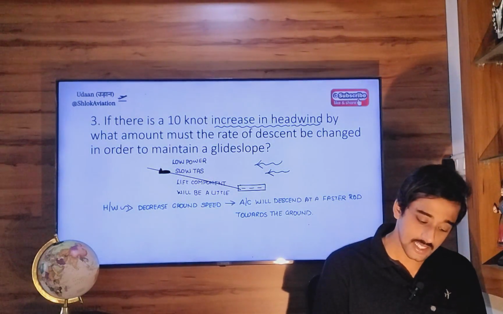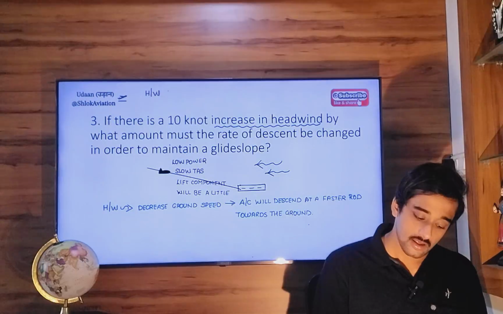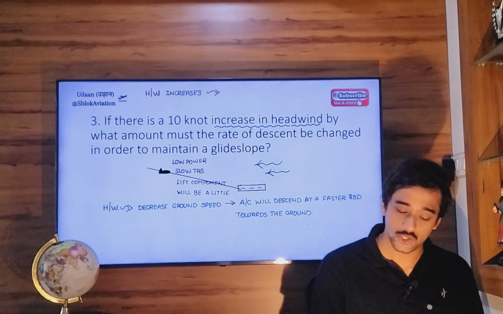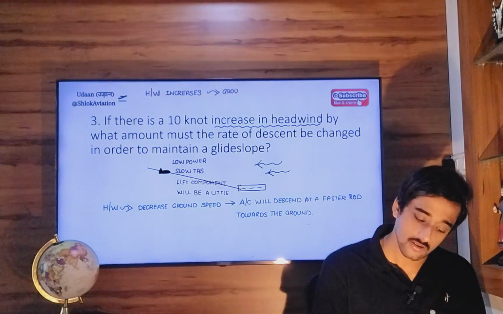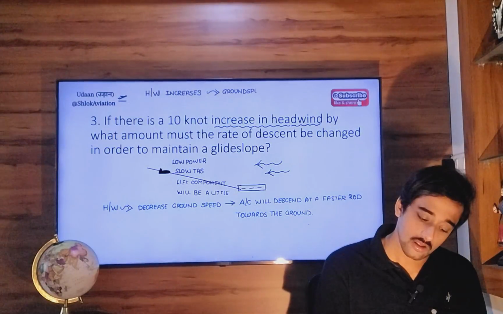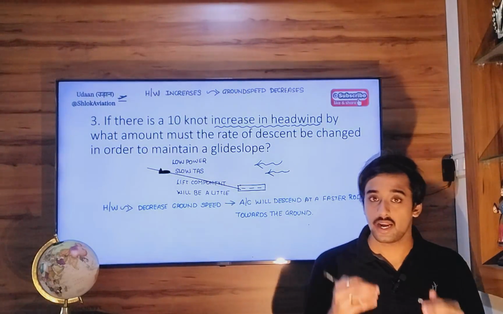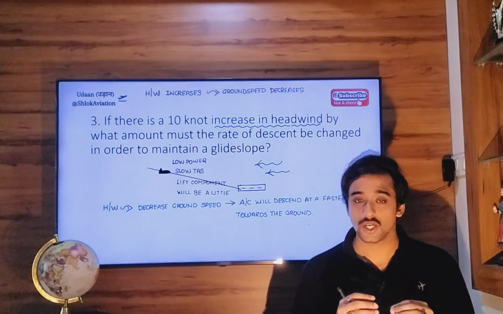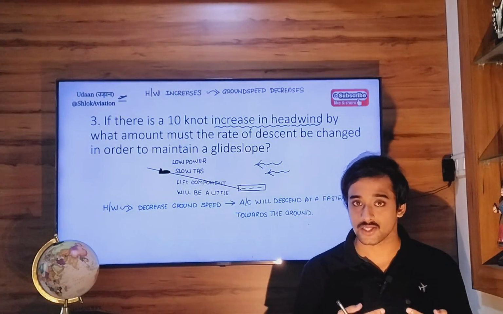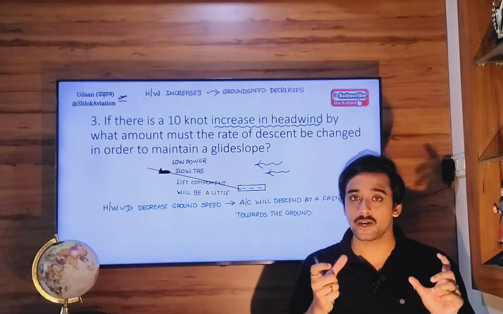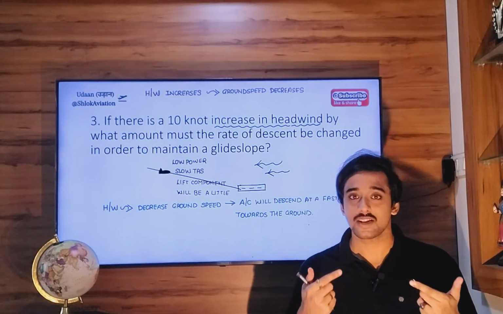Correct? Increased headwind, as a result, what will happen to our ground speed? Ground speed decreases. Okay. Headwind component decreases, reduces, your ground speed will automatically increase. A decrease in headwind is nothing but an increase in tailwind component. It can be interpreted or translated as an increase in tailwind.